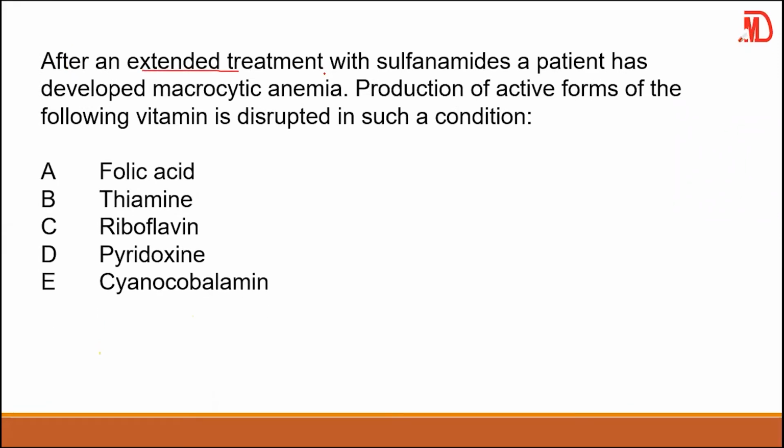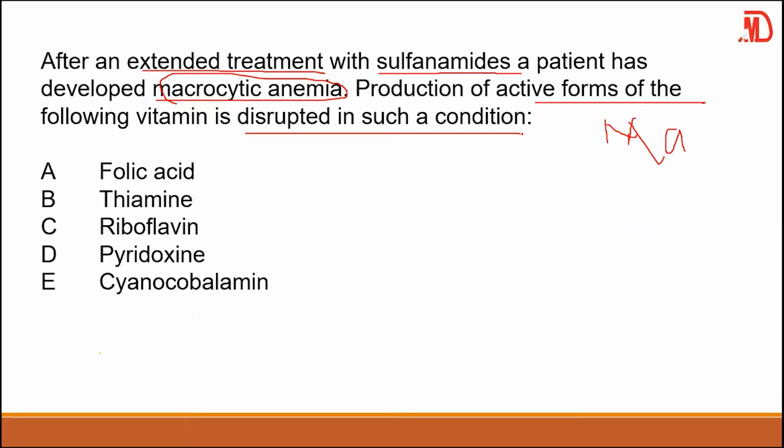After an extended treatment with sulfonamides, a patient has developed macrocytic anemia. First of all, what are the two causative agents for macrocytic anemia? Macro. We've discussed it a lot of times. Two things. What comes to your mind? B12 and folic acid. Thank you. Pernicious anemia, basically. So the question is that production of active forms of the following vitamin is disrupted in such a condition.